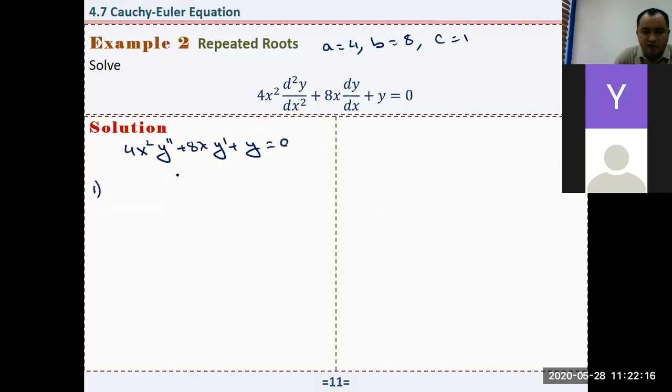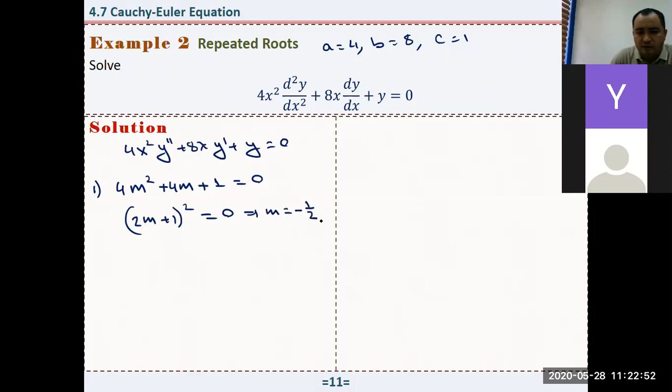So in the first step, we need to form our auxiliary equation, right? That is am², that is 4m², plus here we have b − a, that is 8 − 4, so it is plus 4m, and here we have c, so plus 1 is equal to 0. And I see here it's just a perfect square, right? I can write it as (2m + 1)² = 0, or m is equal to negative half.